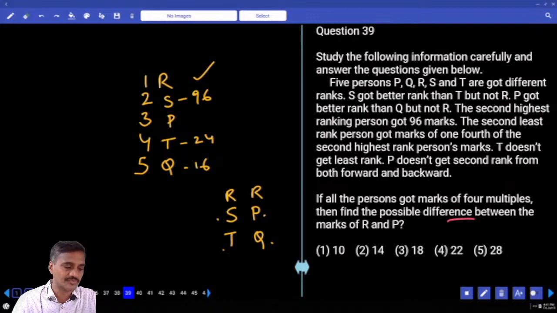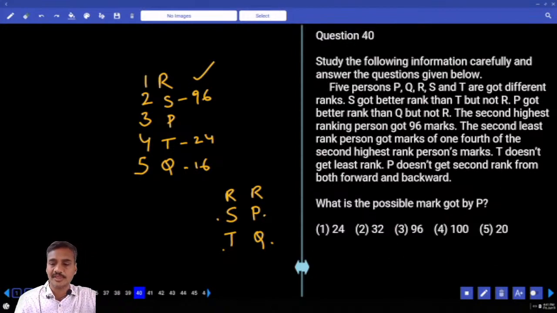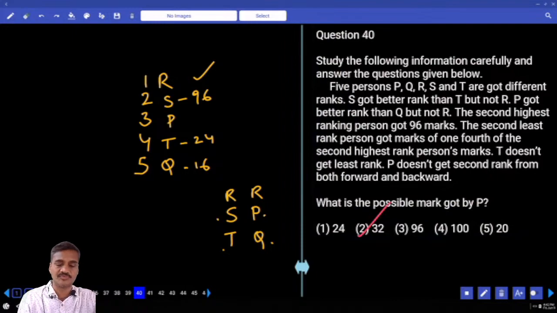As it is a multiple of 4, among the given choices, what is the choice you have? 28 choice, because it is a multiple of 4. And what is the possible mark got by P? Now P is anywhere between 24 and 96, choice 2, question number 5. Clear? Now this is about clerk prelim.